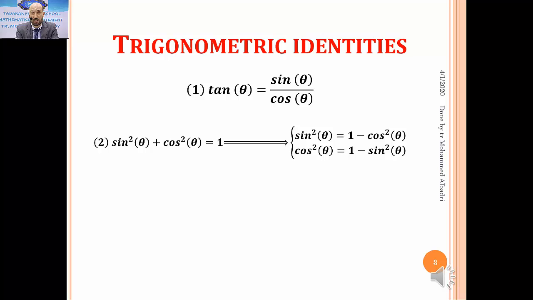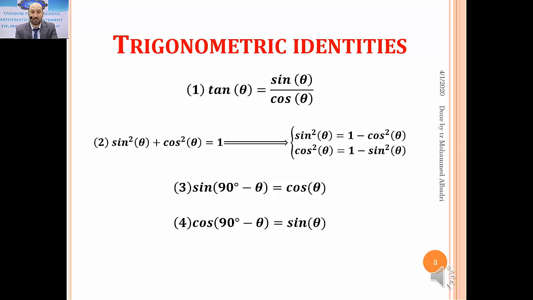to 1. And from this identity we have two identities. If we move sine square theta to the other side, it will be 1 minus sine square theta equals cosine square theta. And if we move cosine square theta to the right side, we will have sine square theta equals 1 minus cosine square theta. And the third one, sine of 90 minus theta equals cosine theta, and cosine of 90 minus theta equals sine theta.